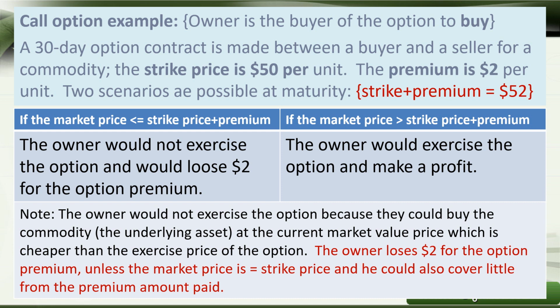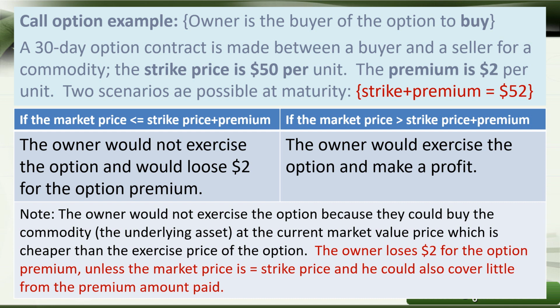If the market price is less than the strike price plus the premium, the owner would not exercise the option and would lose $2 for the option premium. But maybe we can think that if the market price is like 51, maybe he will use it, because his cost is 52, but at least he loses only $1. That is the idea; you can calculate that way.